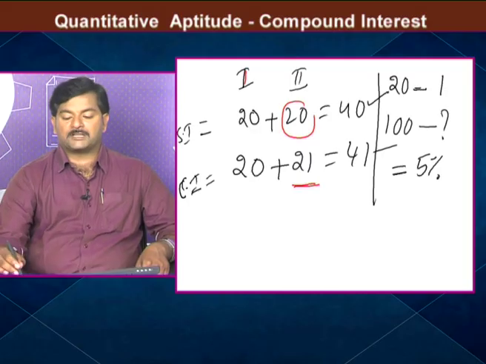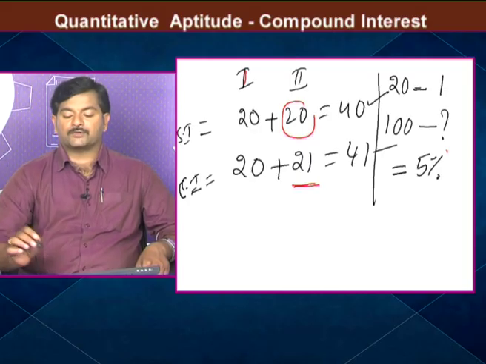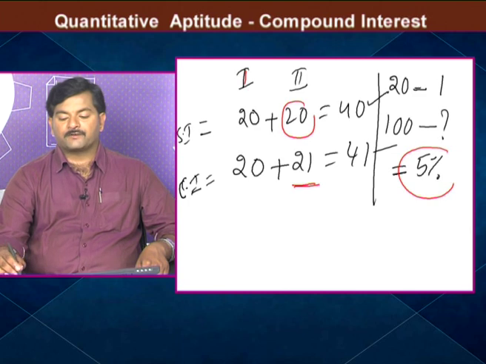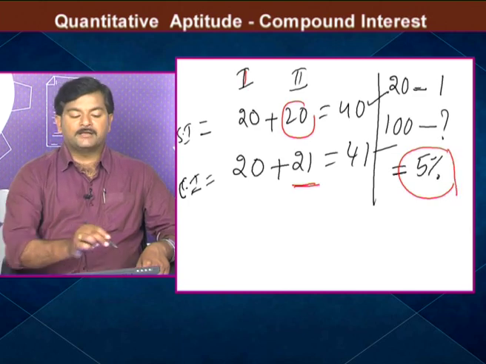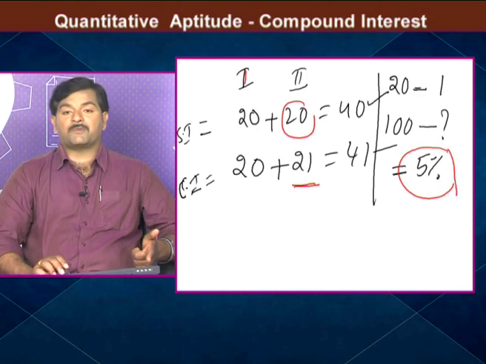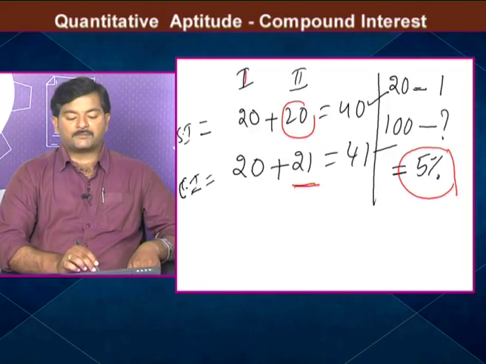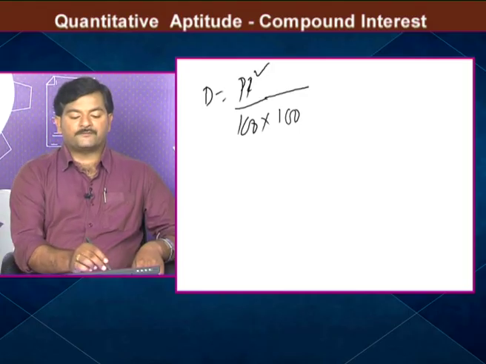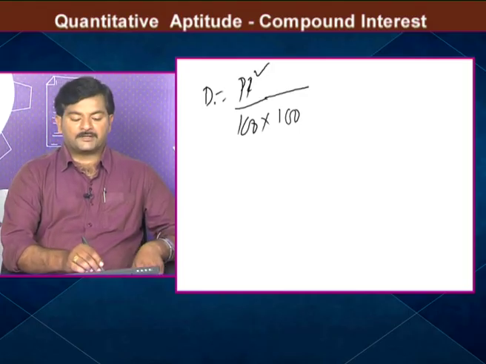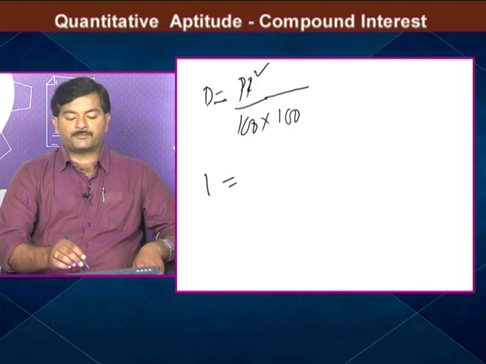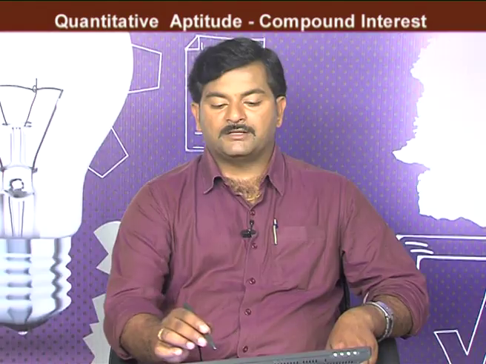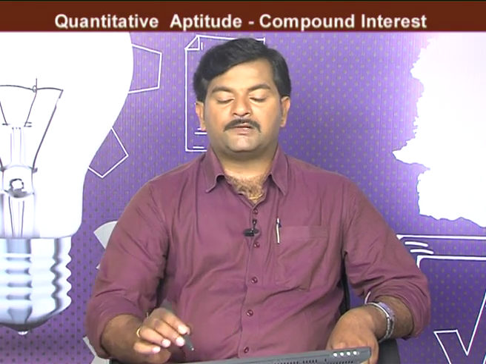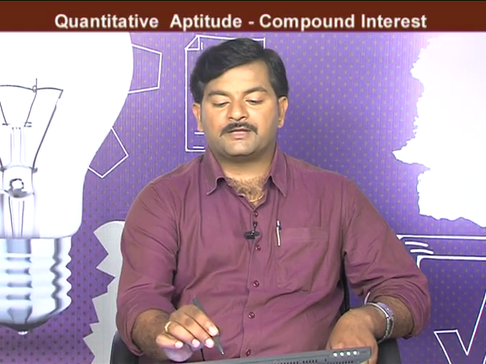He asked to find the rate of interest, so one answer is 5%. Secondly, he asked to find the sum also. So we can use the formula D is equal to PR square by 100 into 100. The difference between 40 and 41 is 1 rupee. So P value I need to find now. R value I got from the previous concept: R is equal to 5%.